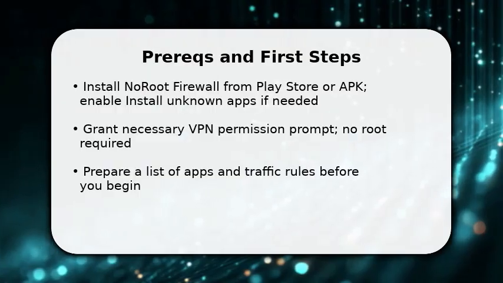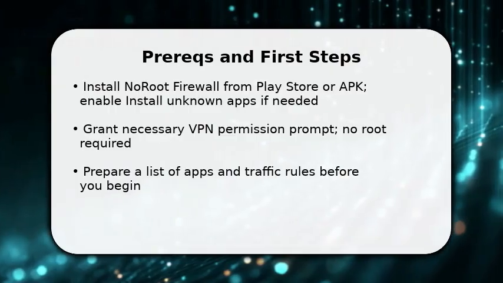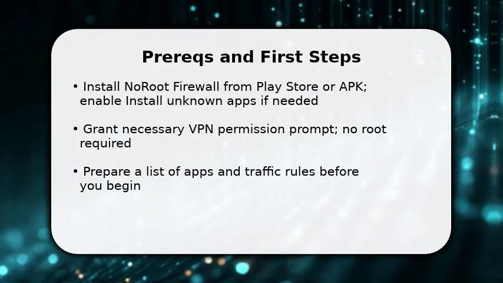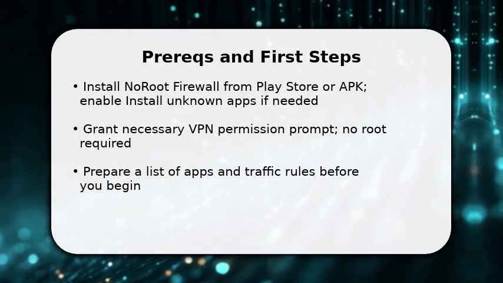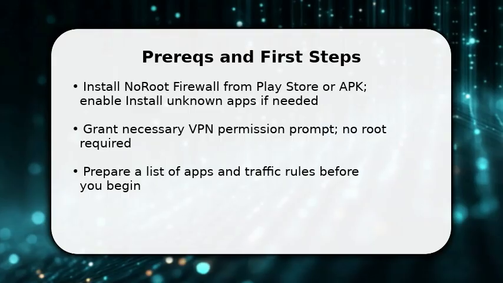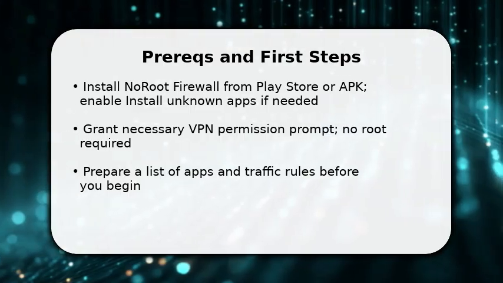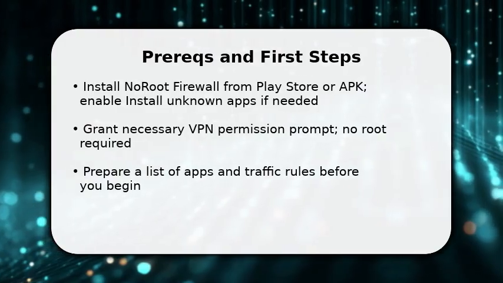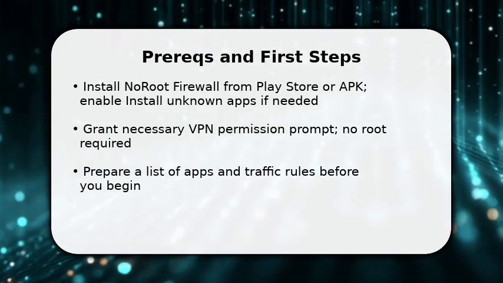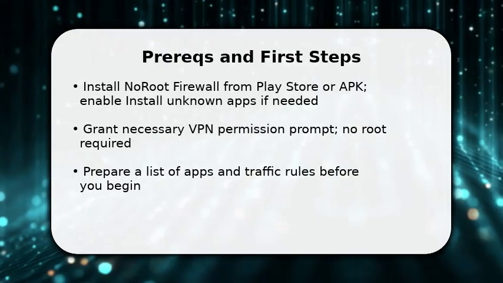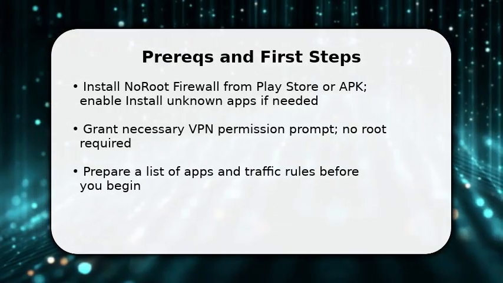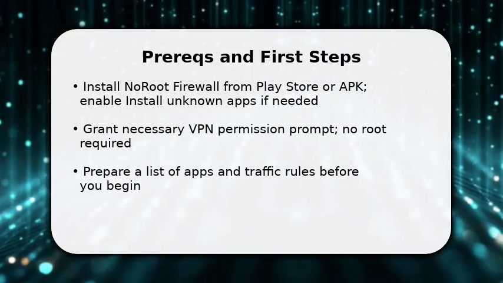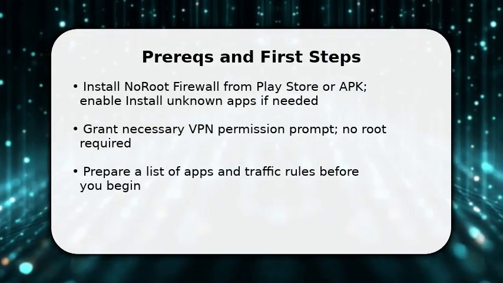You start by confirming prerequisites: a compatible Android device and the No Root Firewall app installed. Tap the app to begin. When it asks for VPN permission, grant it because that is how the app filters traffic without root. Once done, pause to review which apps you want to control and whether you need to block Wi-Fi, mobile data, or both. This first step sets the foundation, so subsequent rules apply only to the apps and networks you intend to manage.